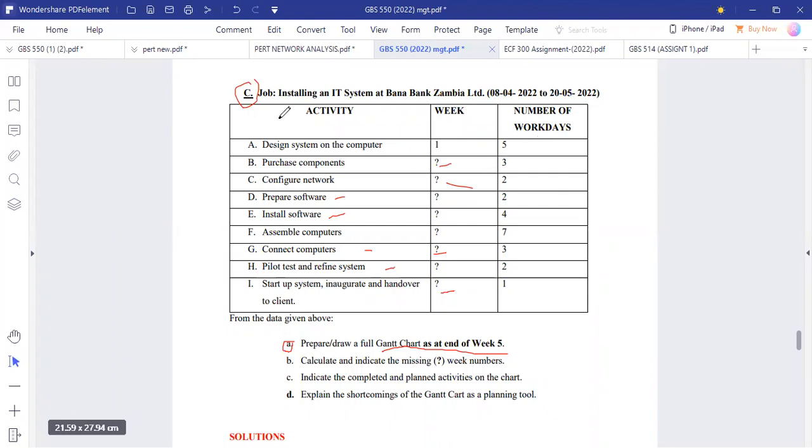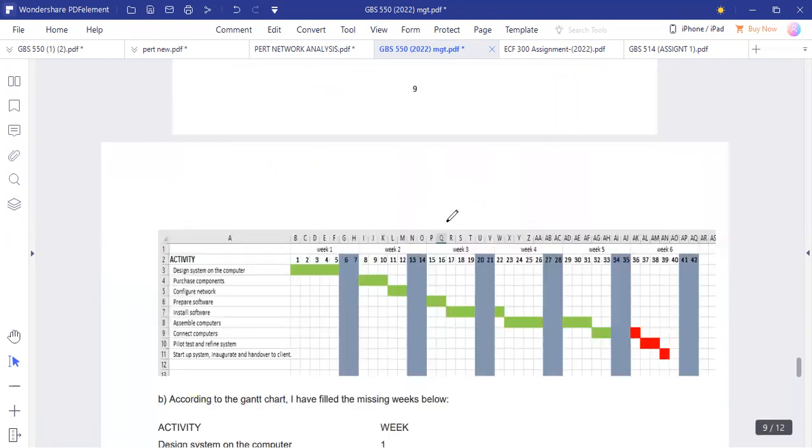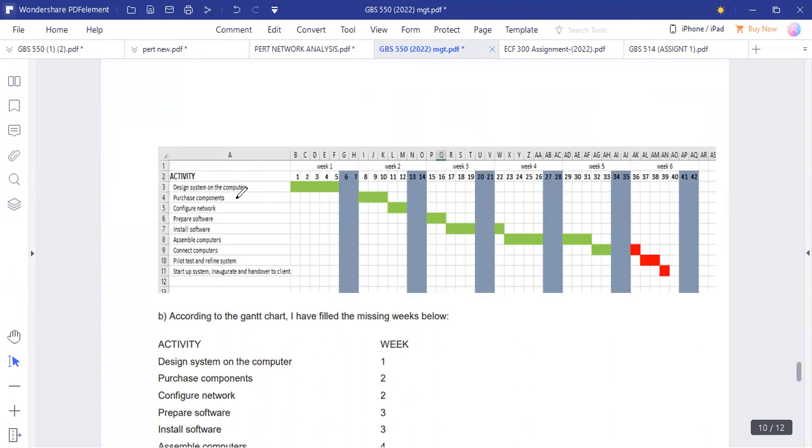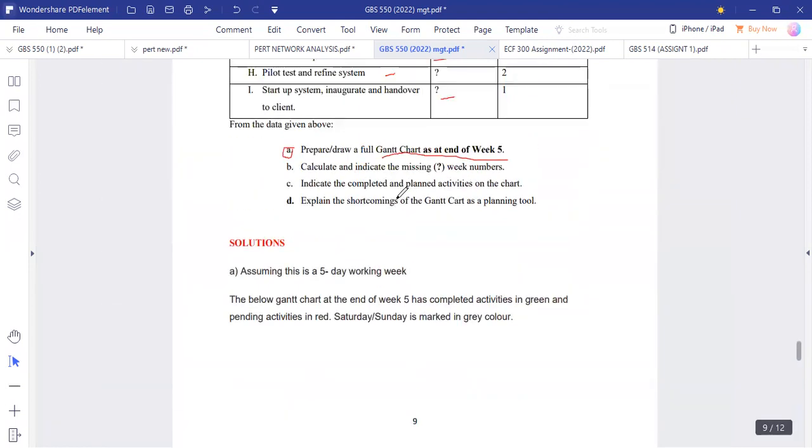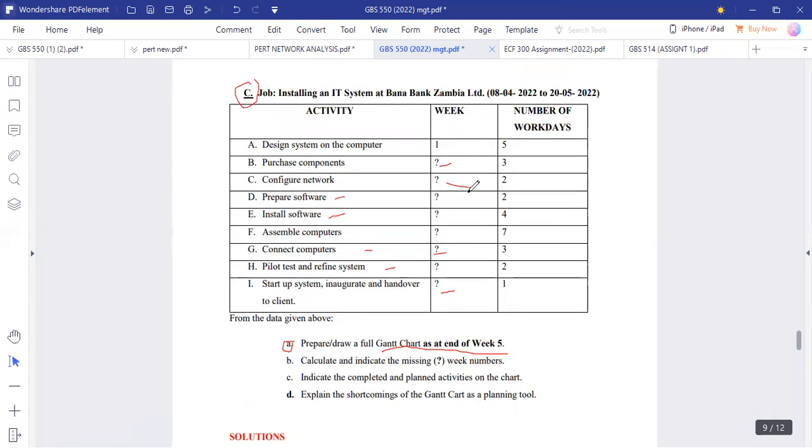In every organization, working days are from Monday to Friday, so we can take it that way. As long as an assumption has been stated, we put an assumption that we only work during the week, Monday to Friday. Meaning on other days, the company is not doing anything, they're not working. So design system on the computer takes 5 days, and it's in week 1, right? As we come to the Gantt chart, we can use both ways. Here, design system on the computer is done in week 1. Of course, the week has 7 days, but we only work 5 days here. So this is a guiding factor.